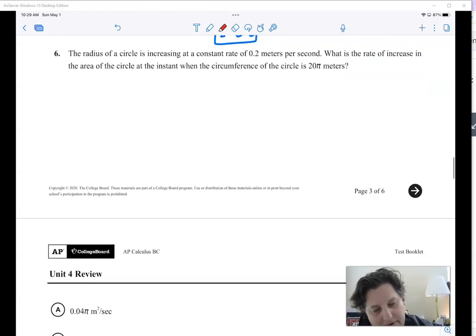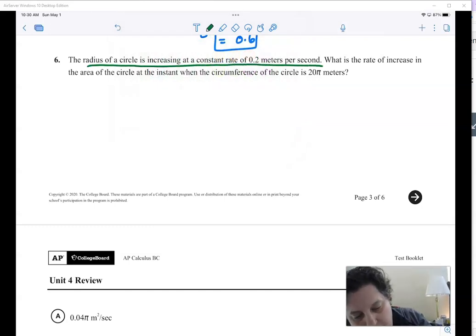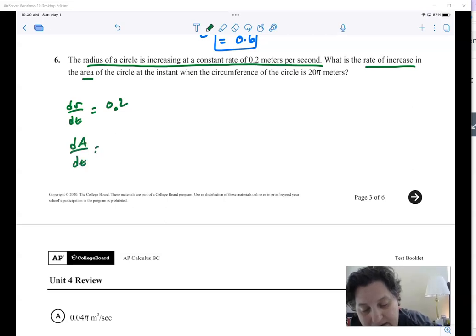All right, cool. Here's another rate of change one. The radius of a circle is increasing at a rate of 0.2. That's a radius, so I'll use dr/dt for that. What is the rate of increase in the area? So I'm looking for dA/dt at the instant when the circumference is 20 pi.